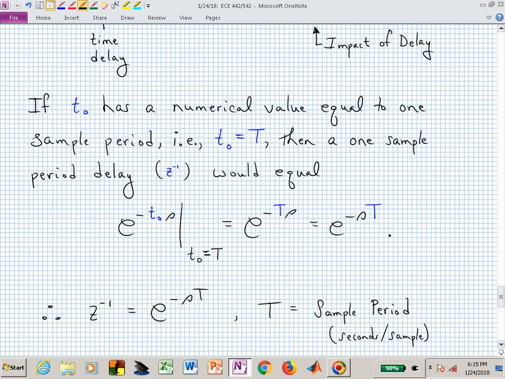We know now that z to the minus 1, which represents a one sample period delay in the frequency domain for discrete time systems, is equal to e to the minus sT, and T is our sample period that has units of so many seconds per sample. And typically it's fractions of seconds. We might be sampling every 10 milliseconds, so capital T would be 0.01. That's 0.01 seconds per sample. Every sample occurs in a time amount of 0.01 seconds.